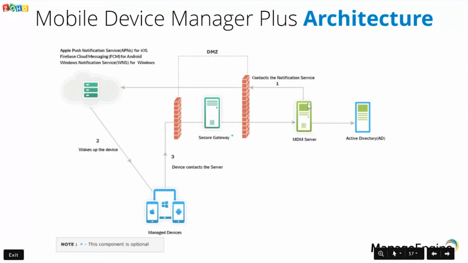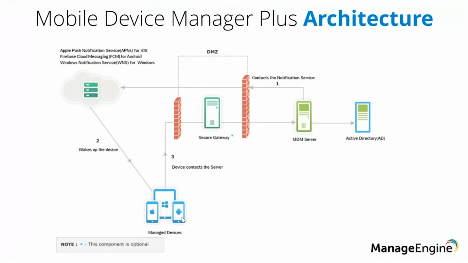So let's say you are trying to apply a restriction on the device. The MDM server sends this restriction to the notification services. The command will reach the managed devices because of the notification services. And then once the restriction is applied, the device will contact the MDM server to revert saying the command is successful. So this is how it happens in MDM. Now, since your managed devices may not always remain within the same network, you will need to NAT your internal IP address with a public IP address.